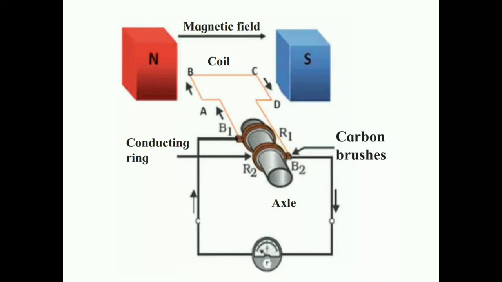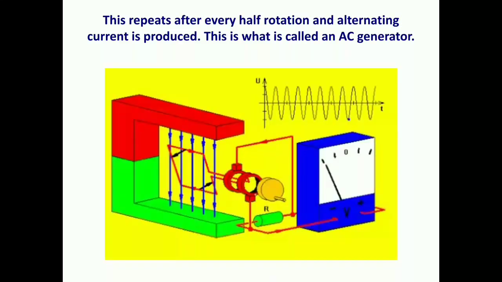Therefore, the current induced goes as D to C to B to A. But the branch BA is always in contact with the brush B1 and the branch DC is in contact with B2. Hence, in the external circuit, current flows from B1 to B2, that is opposite to the previous half rotation. This repeats after every half rotation and alternating current is produced. This is what we call an AC generator.